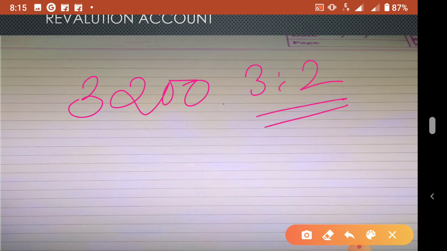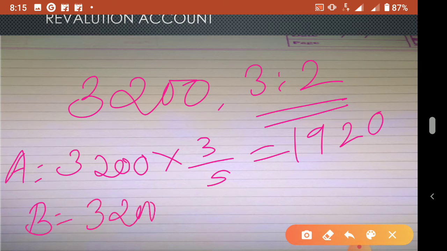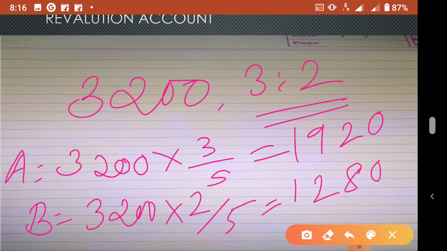3,200 is the profit, so they will share it in their ratio. Their ratio is 3:2, the ratio of A and B. So when you divide 3,200 into 3 by 5 for A, A will get 1,920. B also gets 3,200 into 2 by 5. He will get 1,280.